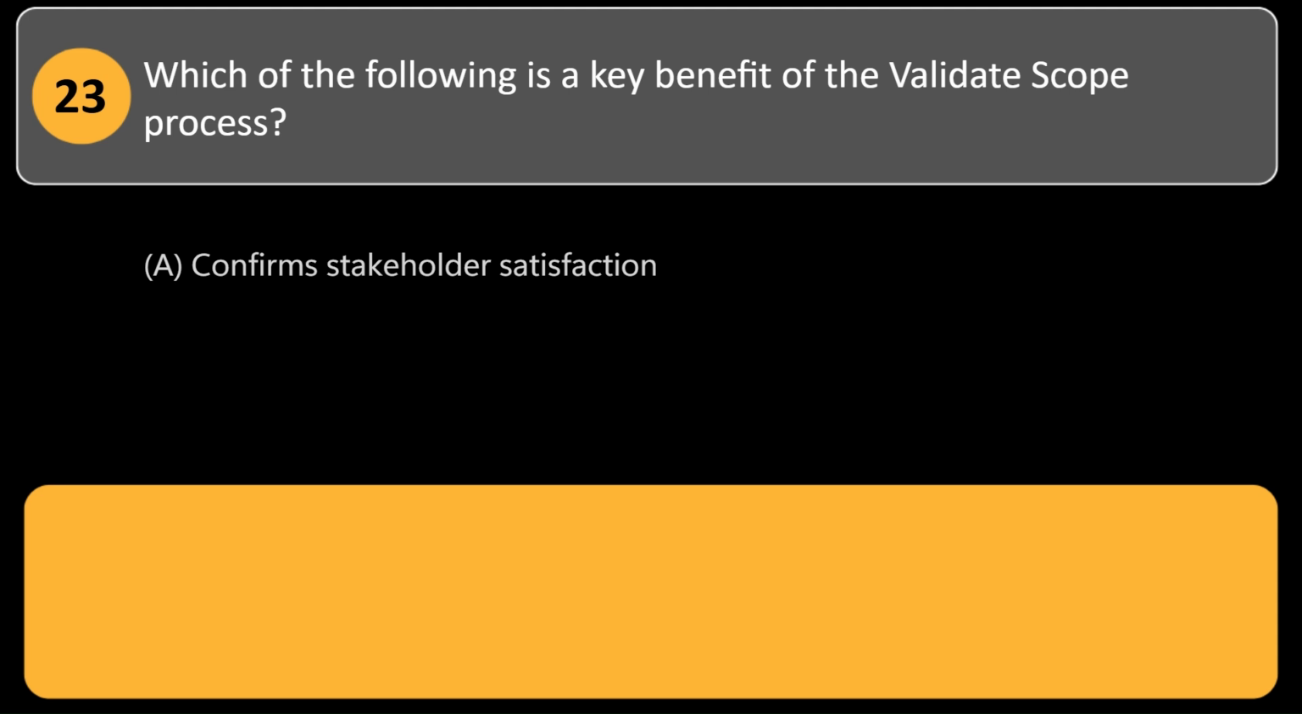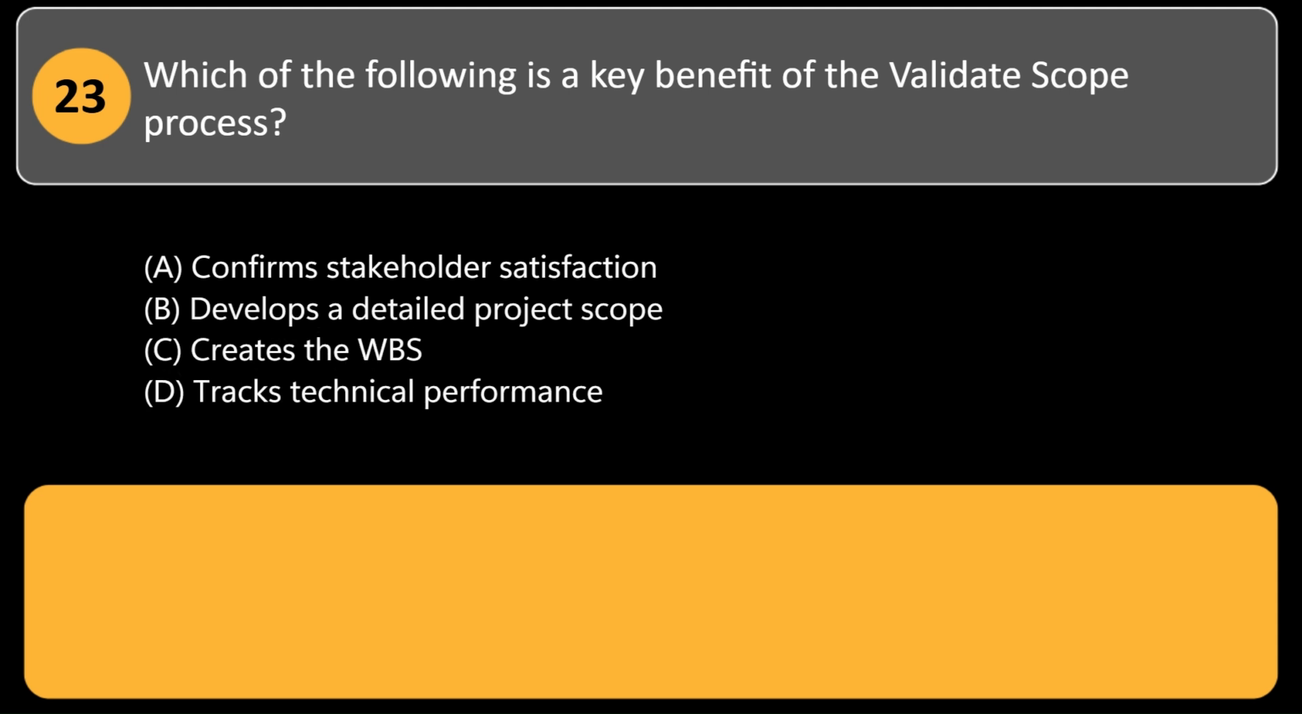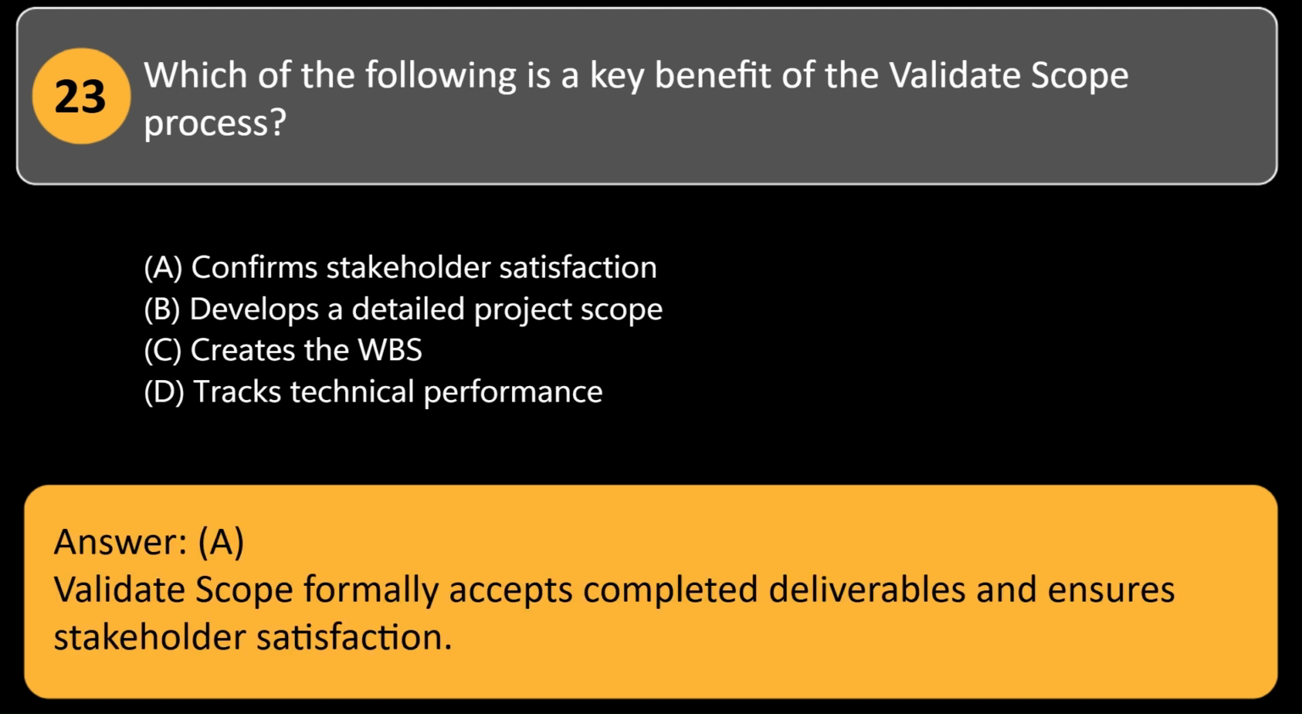Which of the following is a key benefit of the validate scope process? A. Confirms stakeholder satisfaction. B. Develops a detailed project scope. C. Creates the WBS. D. Tracks technical performance. Answer, A. Validate scope formally accepts completed deliverables and ensures stakeholder satisfaction.